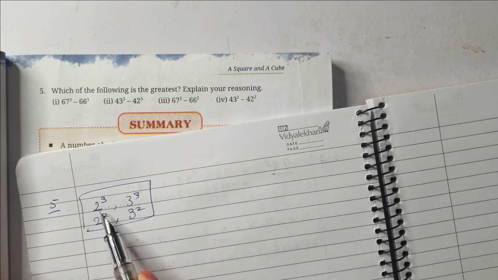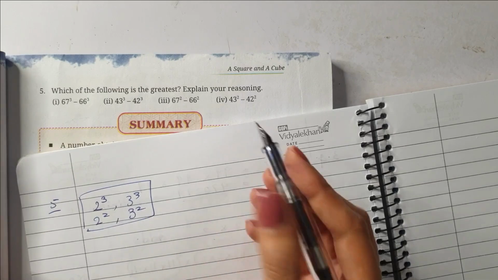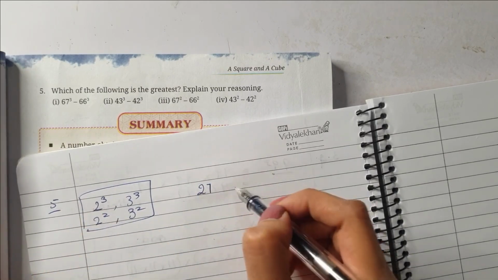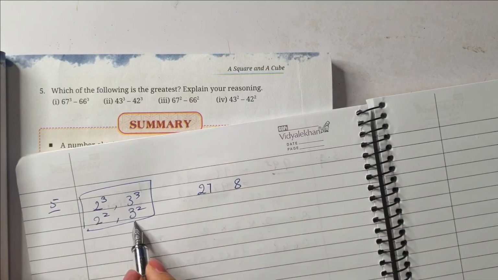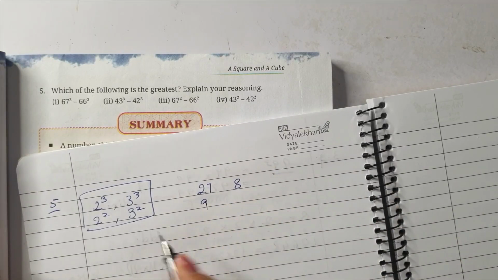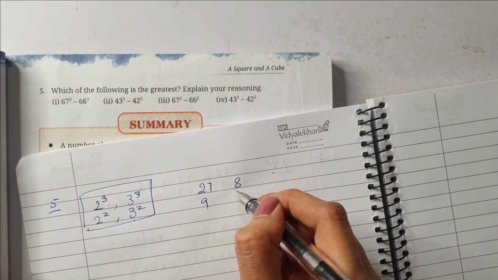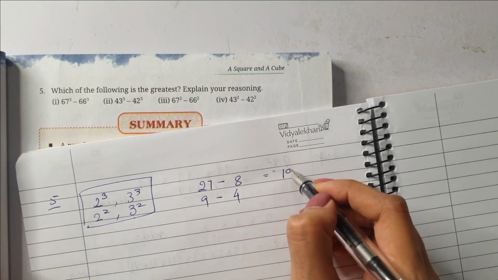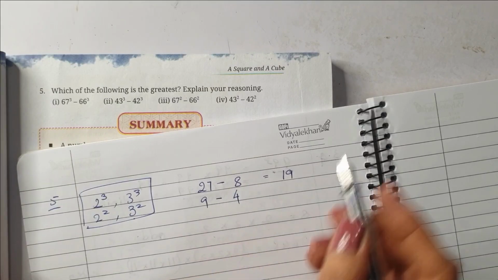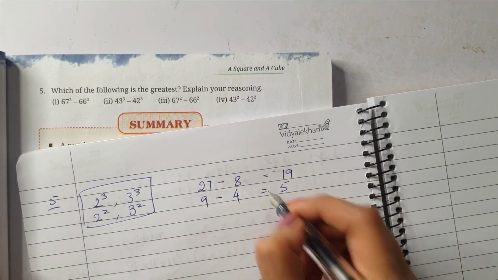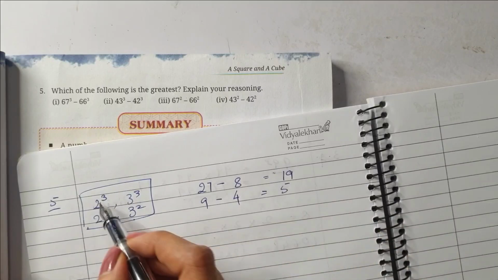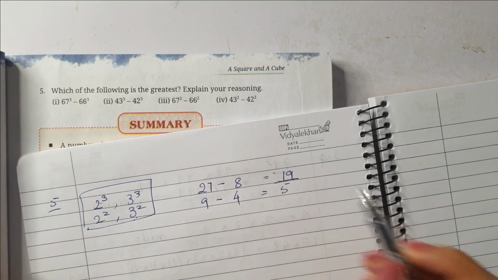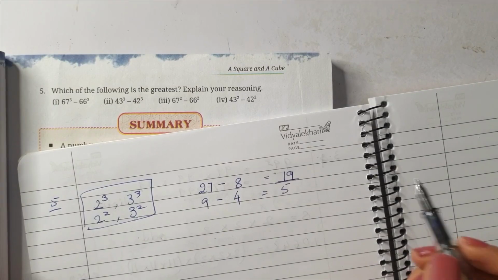Now 2 cube and 3 cube. So 3 cube is 27. 2 cube is 8. 3 square is 9. 2 square is 4. Right? When I subtract them, this becomes 19 and this becomes 5. Right? Which means that if the numbers are the same, the difference of the cube is more.